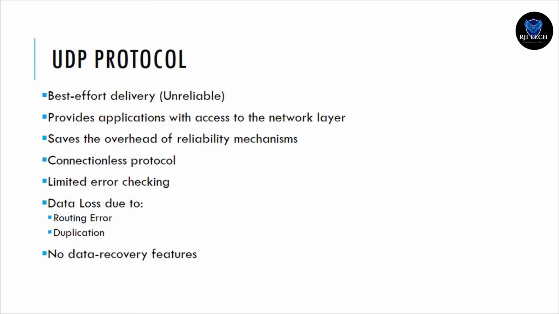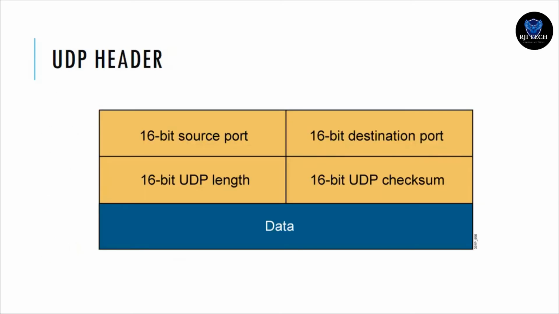The UDP protocol provides no data recovery features for such losses, so it is completely unreliable, and therefore it is used with delay sensitive data and not for loss sensitive data. The UDP header is simple and does not provide any form of error recovery. It is composed of the source port, the destination port, the UDP length, and the UDP checksum that checks on the header only.